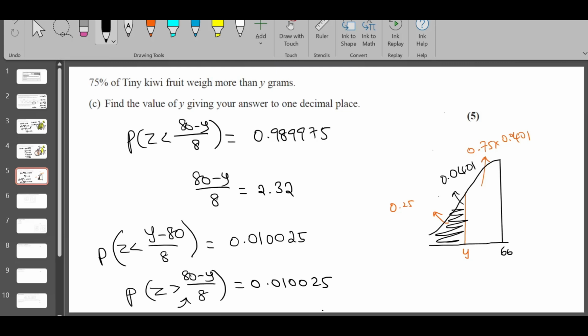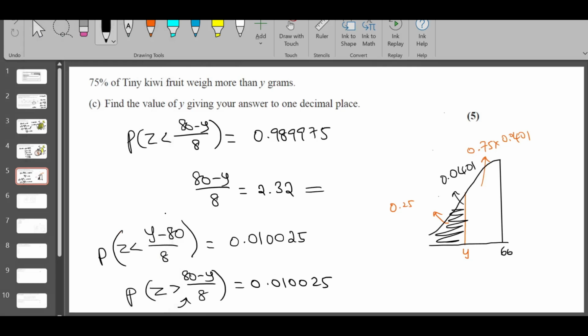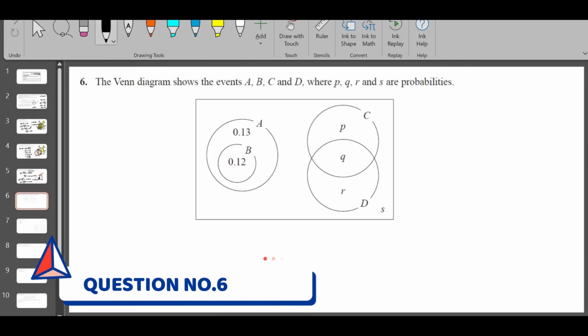Now make y the subject. 2.32 times 8 and then minus 80. So y is equal to 61.44, round it to one decimal place. Therefore y is 61.4 grams. That's all. Let's look at question number 6 now.